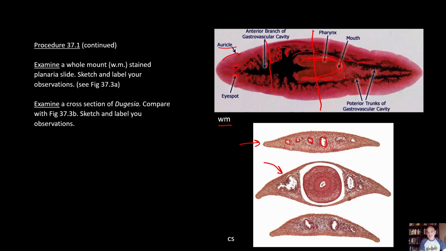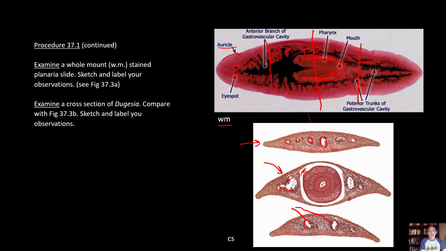So you can see the pharynx here in the middle. There's that empty space between the tubular pharynx and the rest of the body. So there's actually no tissue right here. That's that space I was highlighting right up in there. And then you can see the two branches of the gastrovascular cavity right here and right here. And then towards the posterior end here, you have the two posterior trunks of the gastrovascular cavity. You can see that right there and right there.